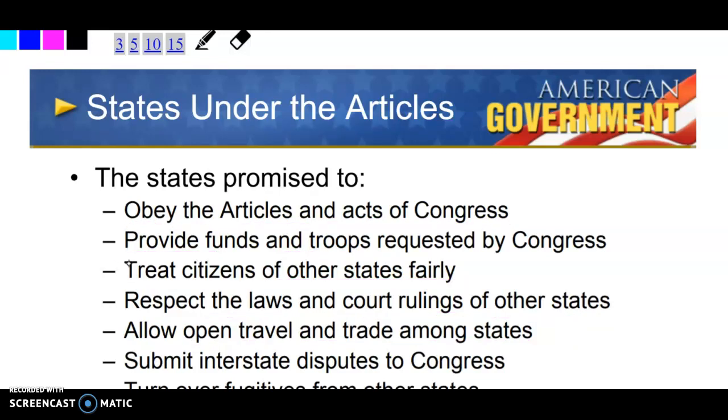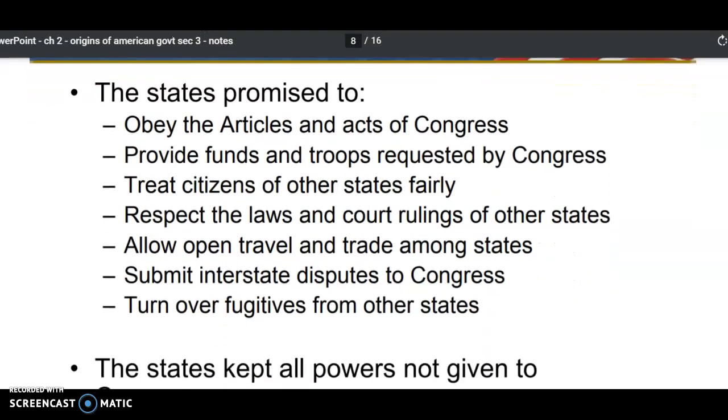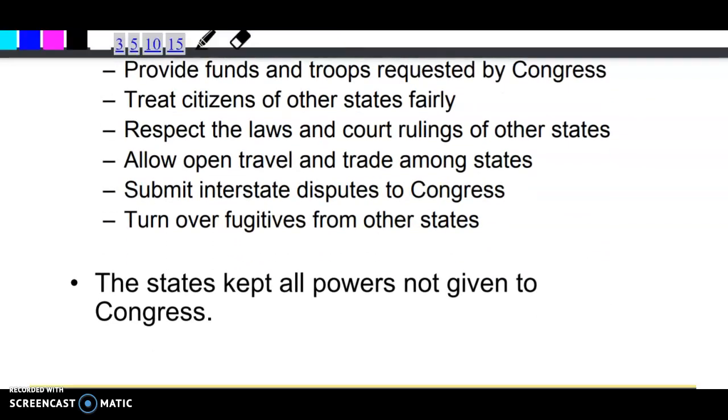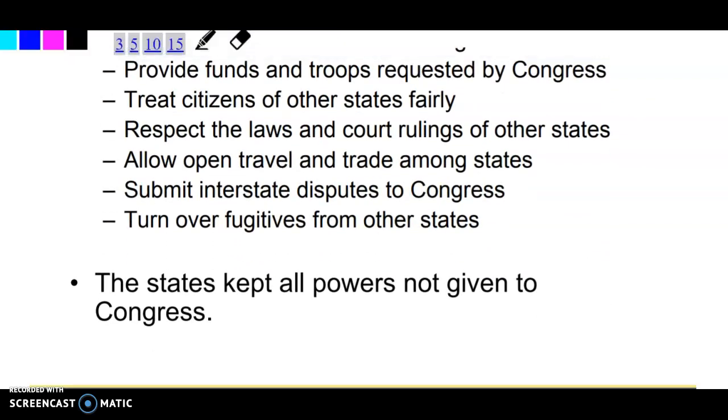And then the last thing that the states promised to do was to turn over fugitives from other states, meaning if I was arrested and convicted of a crime in North Carolina, I could not go to Virginia and live there. If Virginia found out that I was there, they would have to give me back to North Carolina. So under the Articles of Confederation, the states kept all the powers. Congress had power, but the states had more power.